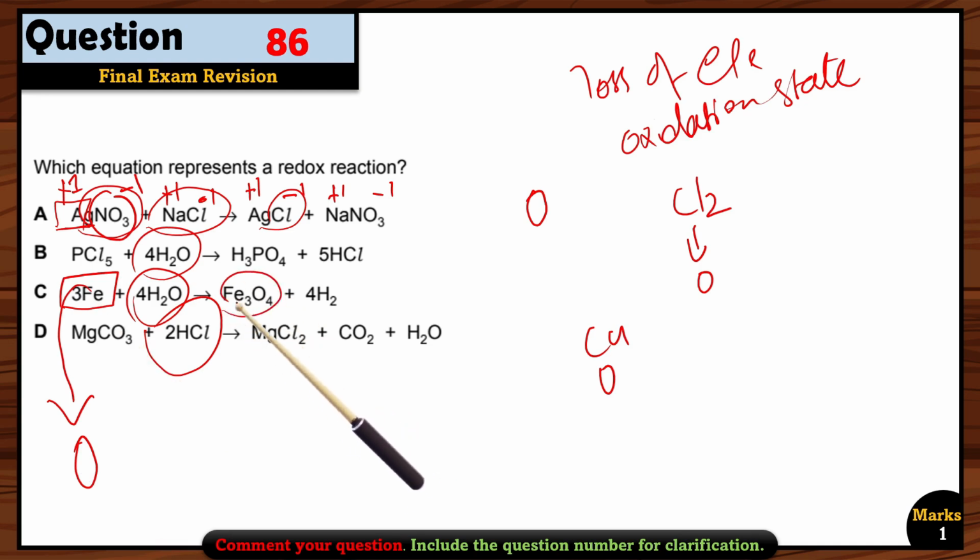And now let's see here. How much is this? Oh, 4. It means oxygen is -2. So -2 into 4 is equal to -8, right? So Fe3 is also how much? +8, right? It can be +8 because this one is -8.